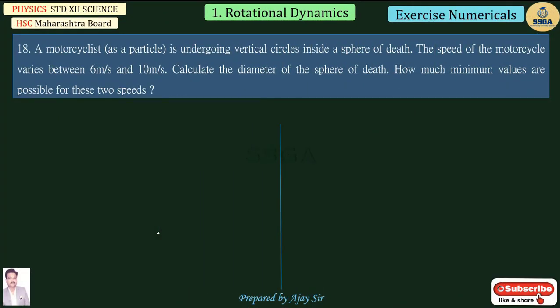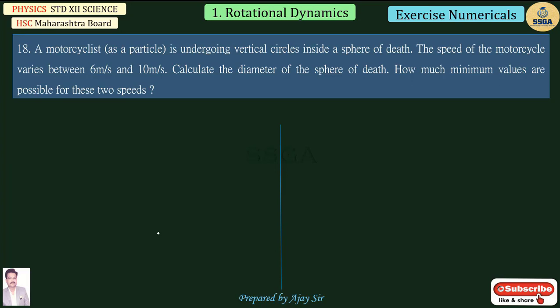Question number 18. A motorcyclist or a particle is undergoing a vertical circle inside a sphere of death. The speed of the motorcycle varies between 6 meters per second and 10 meters per second. Calculate the diameter of the sphere of death. What are the minimum possible values for these two speeds?